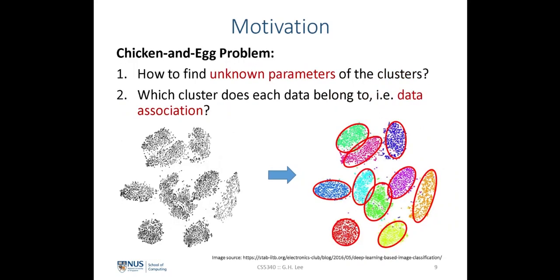And now we will face a chicken and egg problem. The first thing is that this is what we are given: all the features x1 all the way to xn that are in the two-dimensional space. So this is my feature space.